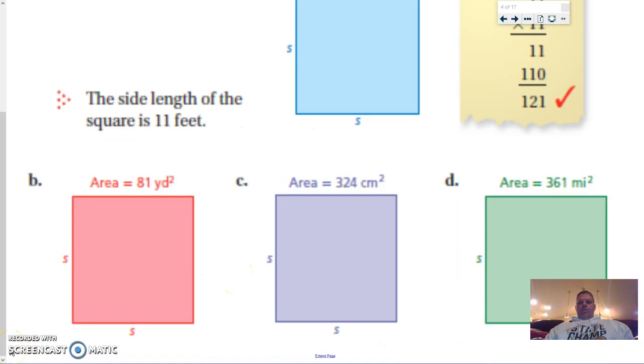Please take a minute or two to see if you can do letter B, C, and D, finding the area of 81 square yards, the area of 324 square centimeters, and the area of 361 square miles. Pause the video for a minute or two while the students should try to come up with the square root of those.